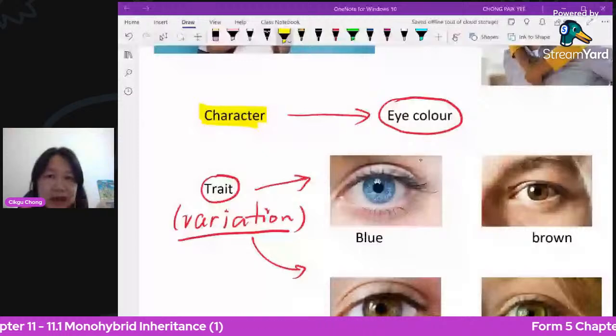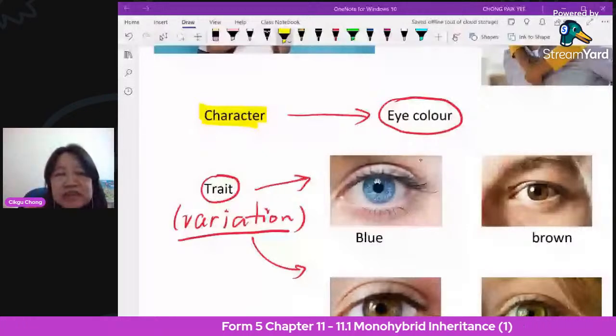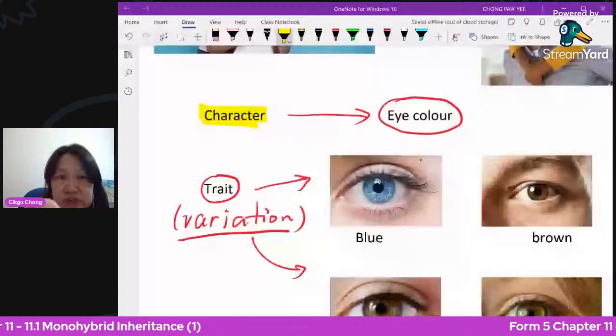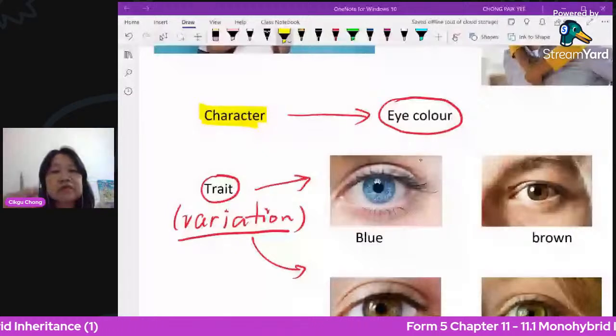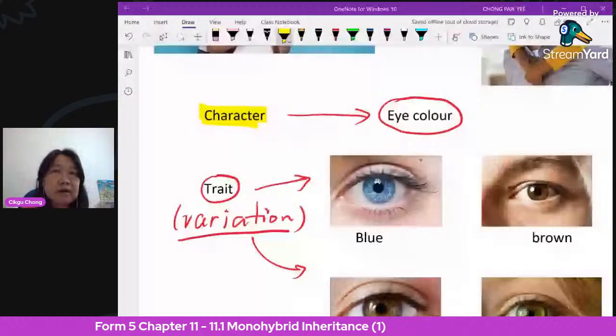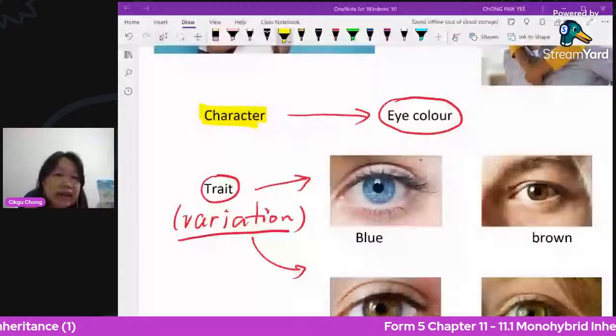Okay, number 5, trait. Now, what's the difference with the trait? I mentioned just now with the drawing. We said trait is a variation, so different types of eye color. That is variation. For example, if it's eye color, you can talk about green or blue. If you're talking about skin color, it could be dark, fair, or light, different types of it. And if we're talking about height, it could be tall or short. So these are the traits.